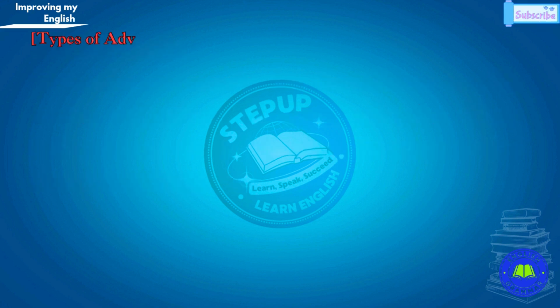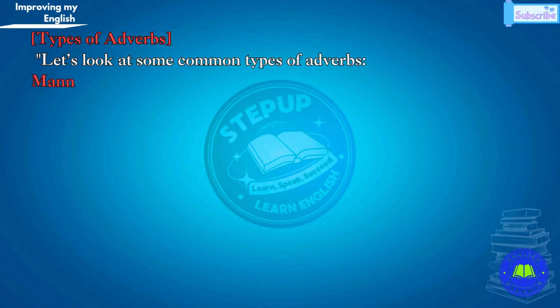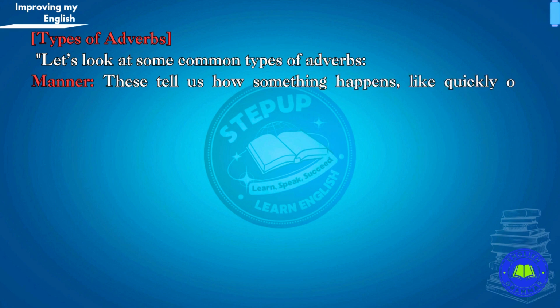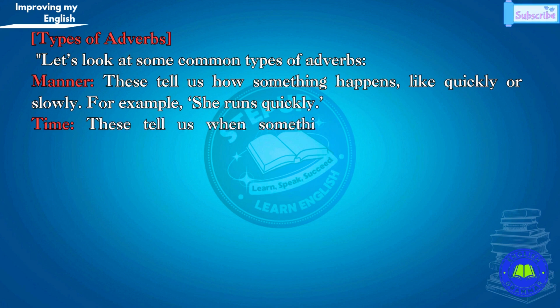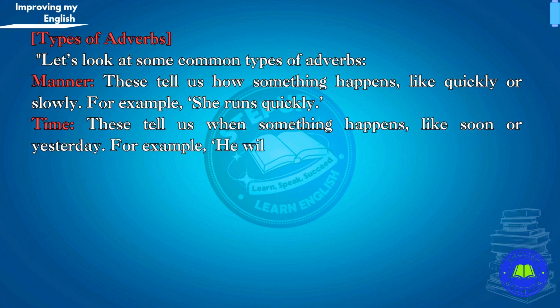Types of adverbs. Let's look at some common types of adverbs. Manner. These tell us how something happens, like quickly or slowly. For example, she runs quickly. Time. These tell us when something happens, like soon or yesterday. For example, he will arrive soon.